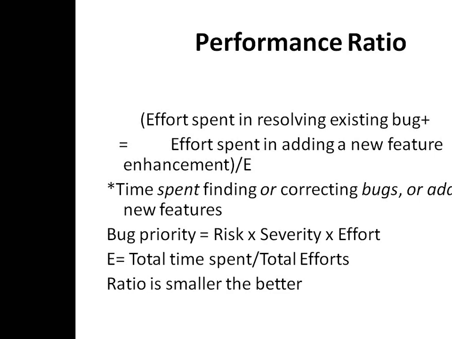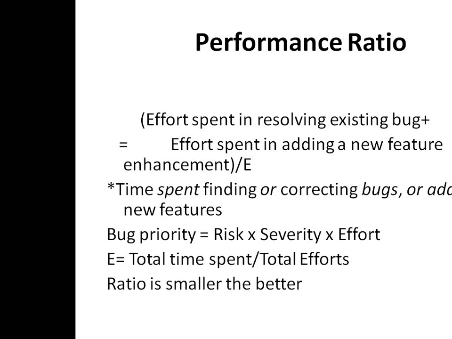And remember, to find out a bug, you have to always assign a bug priority. Suppose you have 100 bugs. Now your aim is that effort spent in resolving the existing bugs should be minimum. Now there are 100 existing bugs. You have to give the bug priority. See, every bug has a risk.